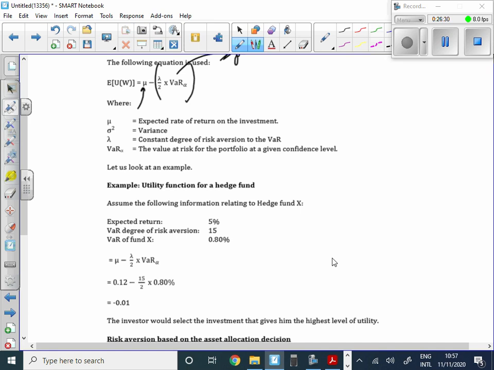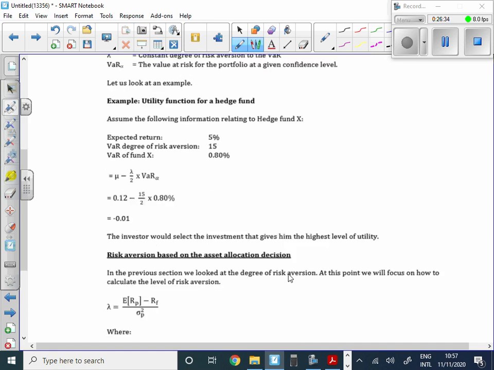And there's a bit of an example for you. Really, guys, I'm not going to spend too much time on it. Just a plug and play calculation. Again, I hope I'm boring you by now. The investor would select the investment with the highest level of utility. Don't be scared if you get minuses. It's not abnormal. It can happen as well.